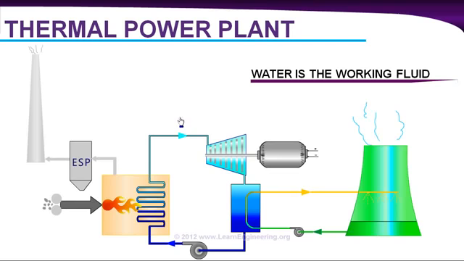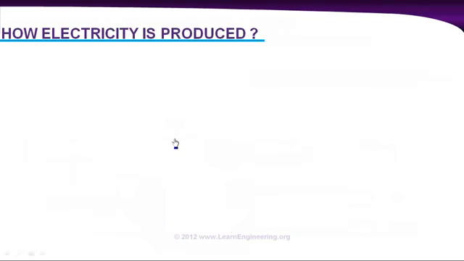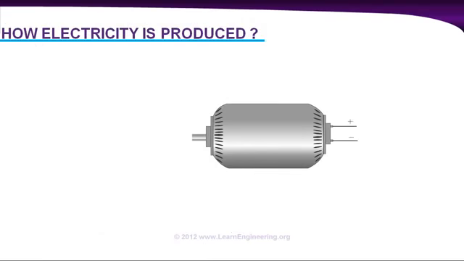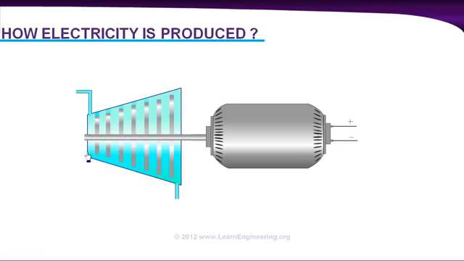So the basic question: how is electricity produced? And here is the answer, using a generator. If we can rotate the shaft of the generator, we can produce electricity. In thermal power plants, we rotate this shaft with the help of a steam turbine. You can connect a steam turbine to the generator shaft, and if you can rotate the blades of this turbine, you will get electricity.